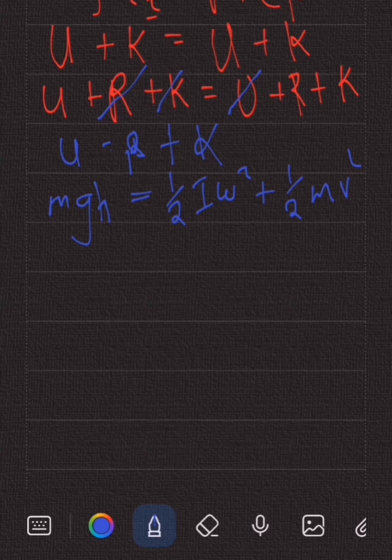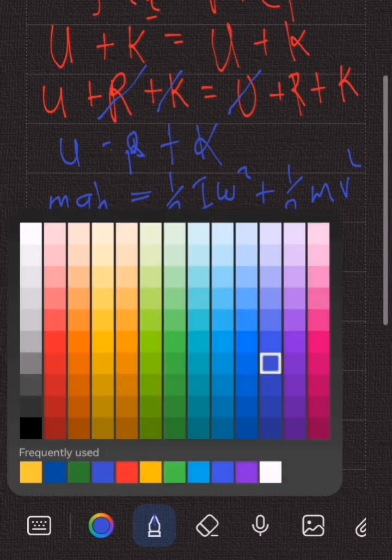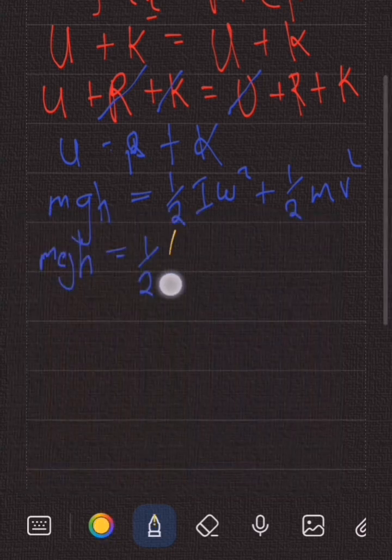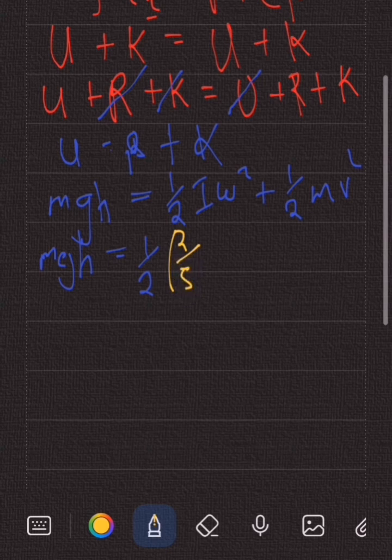All right, so plugging in here, we can replace the inertia and the angular velocity. So we can say our mgh is equal to the same 1 over 2. The inertia of this solid sphere is given by something else, which is 2 over 5 mr squared. So that's just for the inertia part.